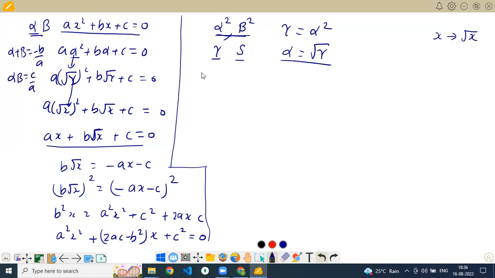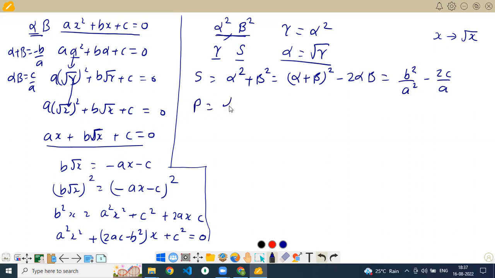You have to find out the sum here. Sum is what? Alpha square plus beta square. What can I do now to alpha square plus beta square? I can write this alpha square plus beta square as alpha plus beta whole square minus twice alpha beta. So this comes out to be b square by a square minus 2c by a. Perfect?